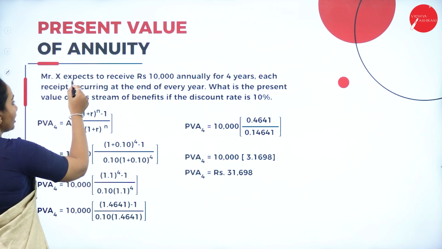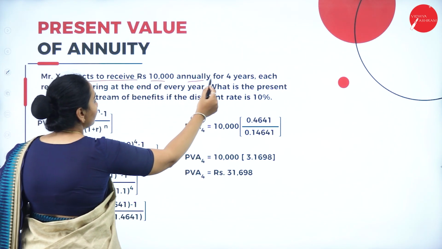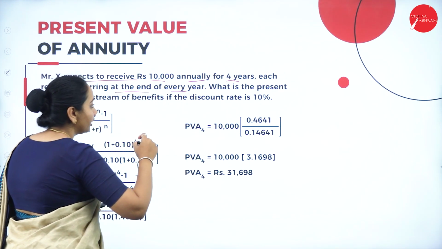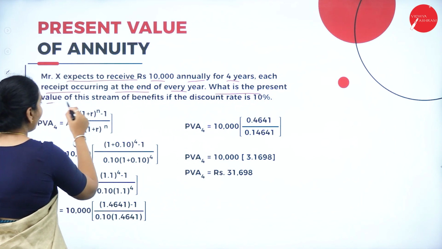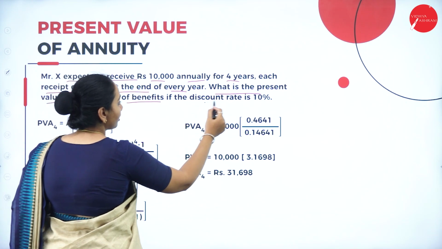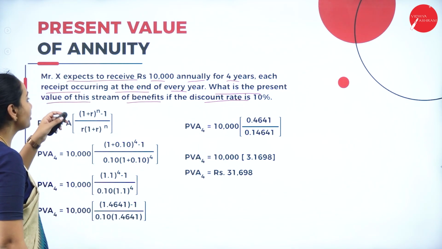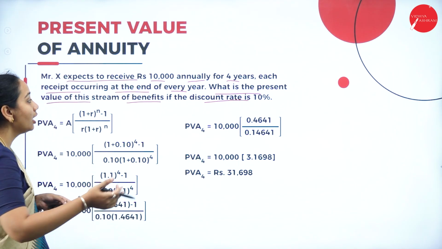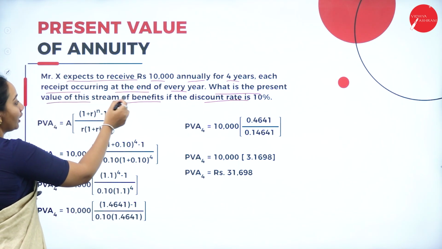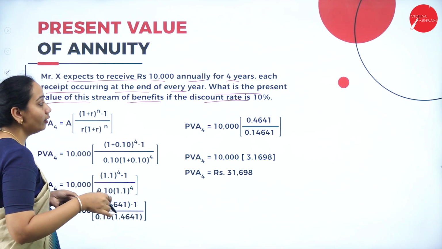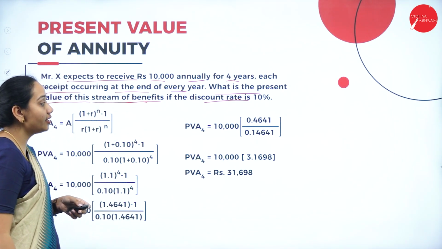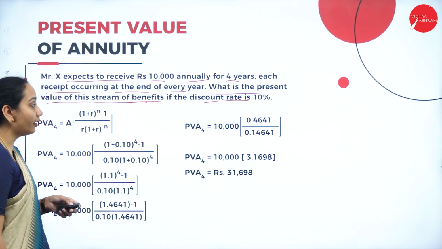So Mr. X expects to receive rupees 10,000 annually for 4 years, each receipt occurring at the end of every year. What is the present value of this stream of benefits if the discount rate is 10%? So Mr. X is expected to receive 10,000 every year for 4 years, with the receipt occurring every year. Then what is the present value of the stream of benefits if the discount rate is 10%.